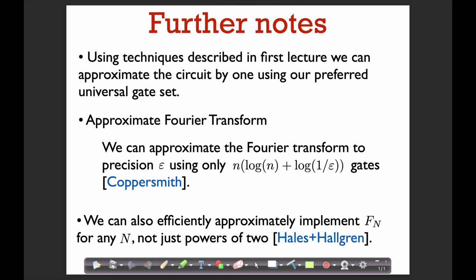but there are efficient approximate implementations of F_n for any n, not just powers of 2. Again, we're going to use that fact later in this course. Okay, so that is all about the implementation of the Fourier transform.